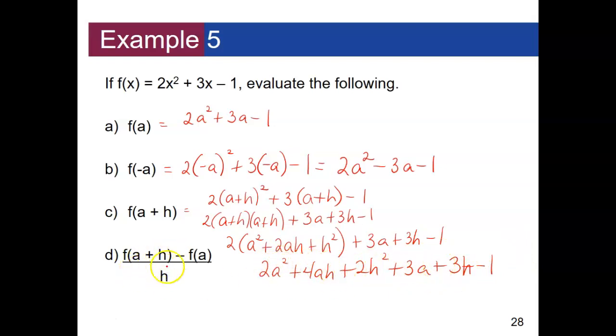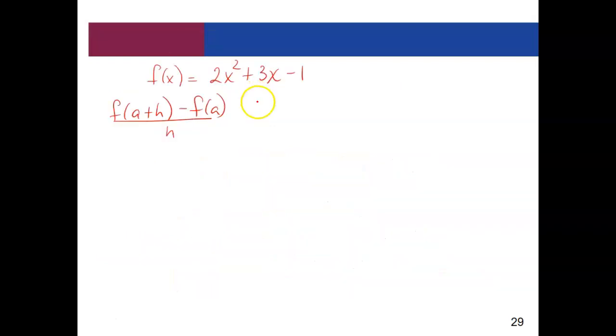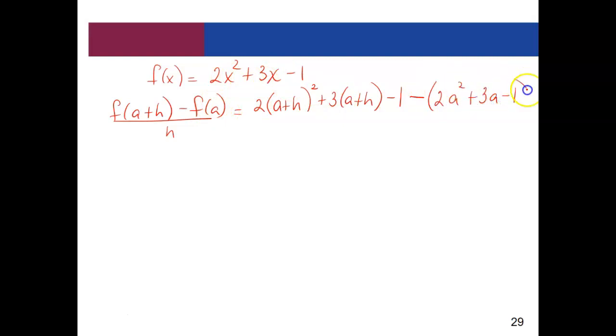I'm going to have to wait on the next screen to be able to do this, but one thing I'd like for you to notice is that this f of a plus h is actually this first part here. So we're going to come back and use part of that, and then we'll have these other parts here as well. Okay, so this is what we've got to do. We've got to plug all of this in. So I'm going to have 2 times (a plus h) squared plus 3 times (a plus h) minus 1. And then I'm going to subtract from that where I plug a in. So it's going to be 2a squared plus 3a minus 1. And then all that will be divided by h.